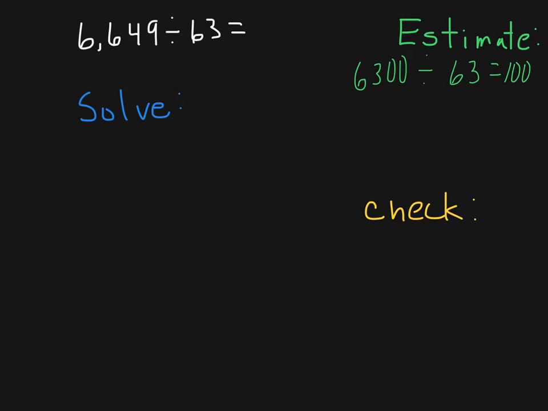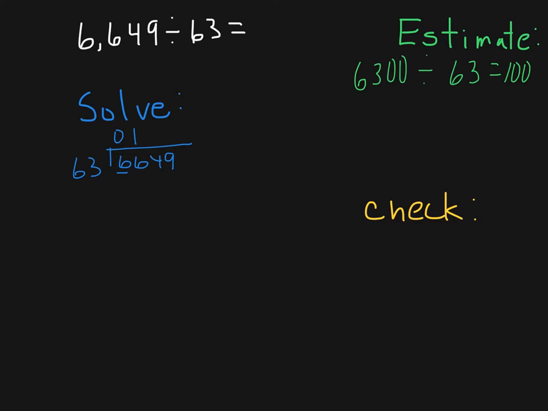So when I write the problem down to solve it, I'll have 6,649 divided by 63. And it looks like I'm going to have a 1 in the hundreds place. Another way of looking at it, of course, is thinking, well, 63 go into 6? Nope. So I'll put a 0 there. Will 63 go into 66? Yes, it will. So I'm going to put a 1 above that 6 in the hundreds place.